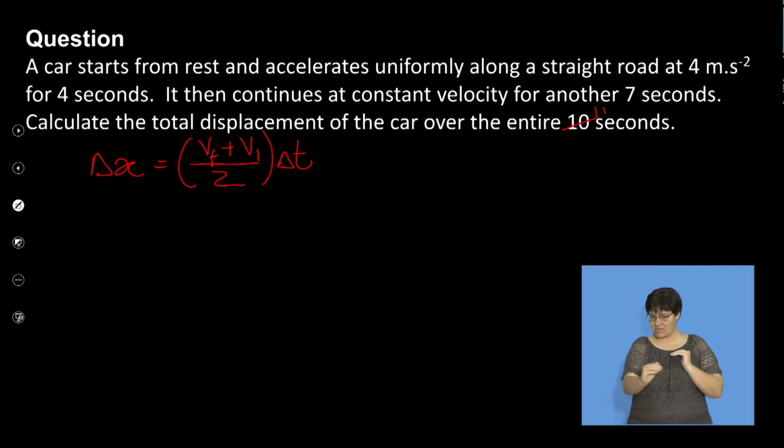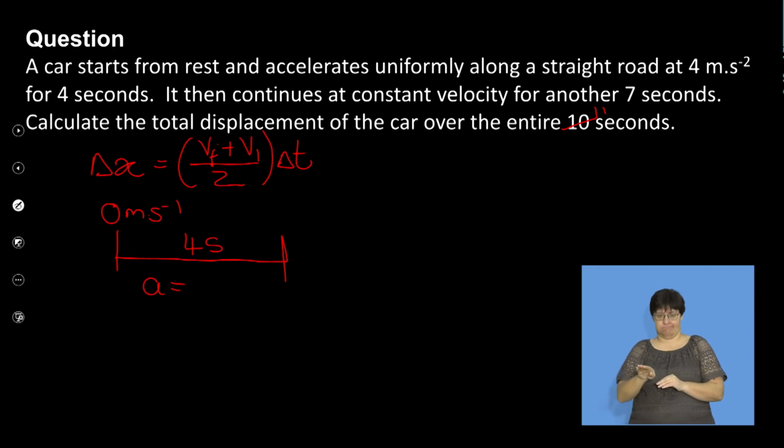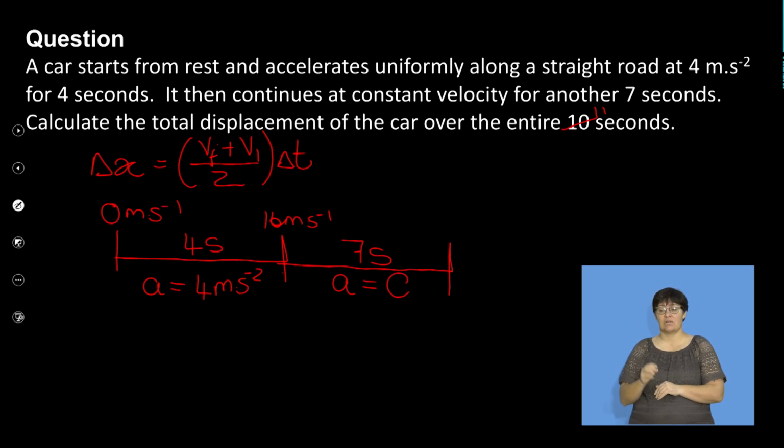You have a 2-part journey. One part of the journey is when it starts at 0. It travels for 4 seconds. It has an acceleration in those 4 seconds of 4 meters per second squared. Then, and it gets to 16 meters per second here. Then it goes for another 7 seconds, and this acceleration is 0.